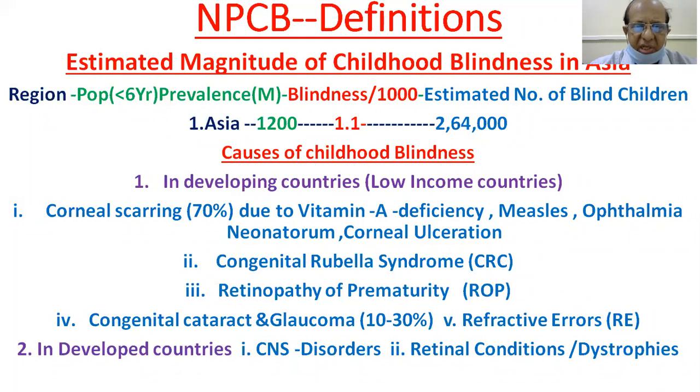Because of the low oxygen, the eye will be affected in the fetus itself, and after birth it may affect the eye and lead to blindness. Congenital cataract and glaucoma account for 10 to 30%, and refractive errors are also causes of childhood blindness. In developing countries, mostly CNS, central nervous system disorders, retinal conditions, and other dystrophies.